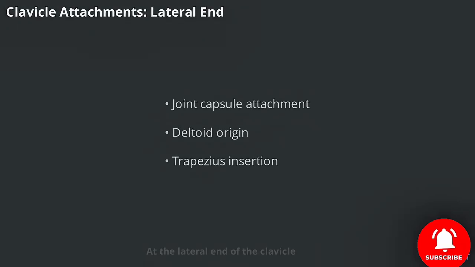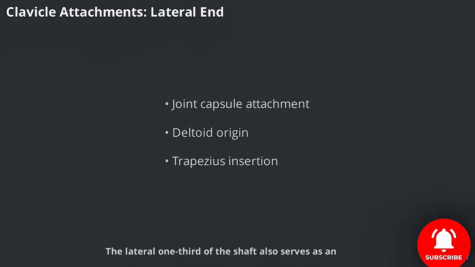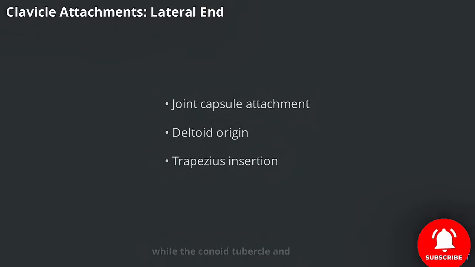Each part of the clavicle has specific features and attachment sites for muscles and ligaments. The lateral end of the clavicle, the margin of the articular surface, provides attachment for the joint capsule of the acromioclavicular joint. This area is crucial for shoulder stability and movement. The lateral 1/3 of the shaft also serves as an origin for the deltoid muscle and an insertion for the trapezius, while the conoid tubercle and trapezoid ridge anchor the coracoclavicular ligament.